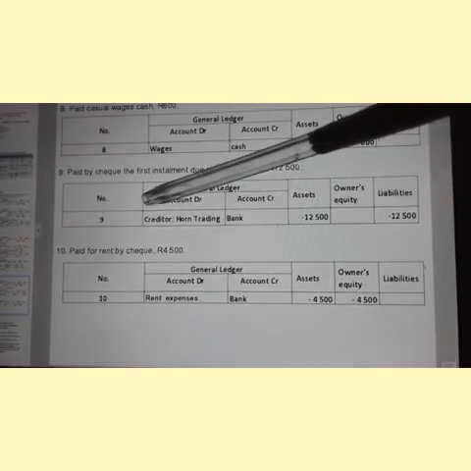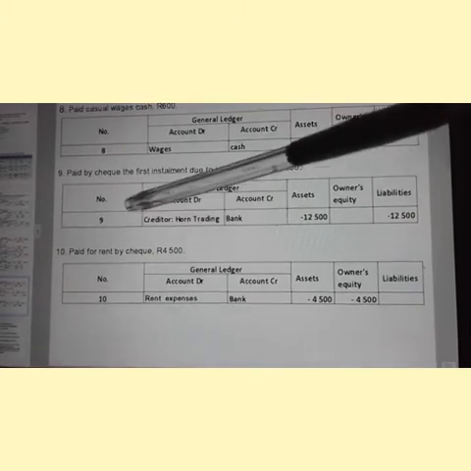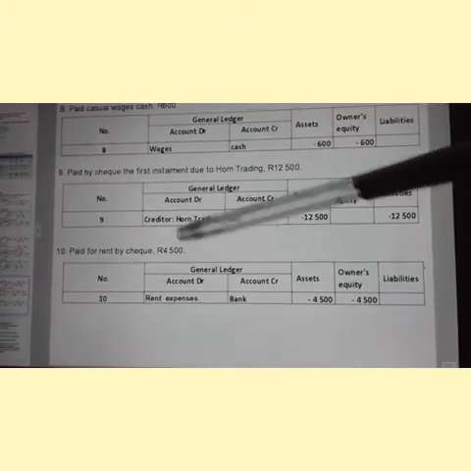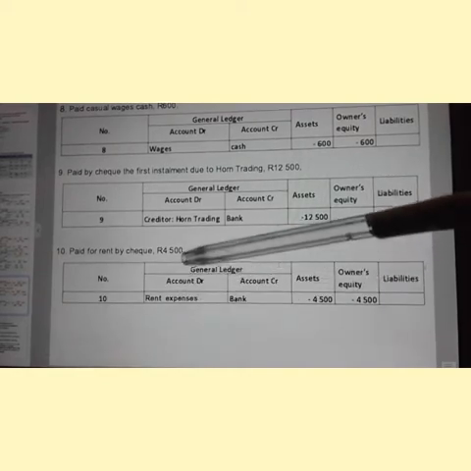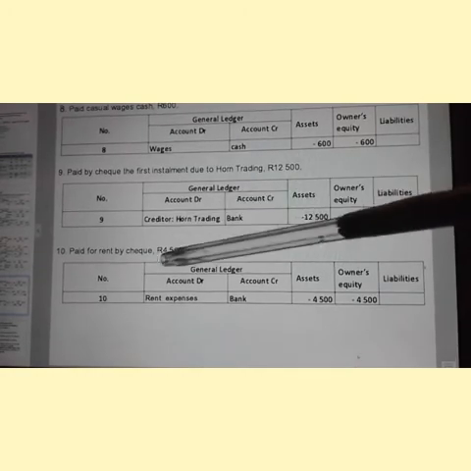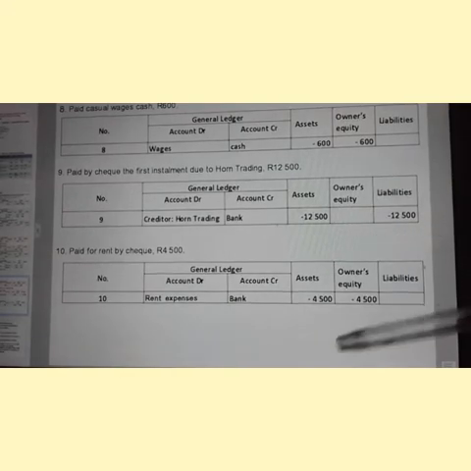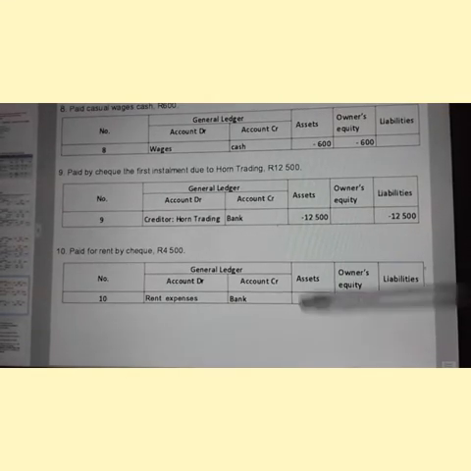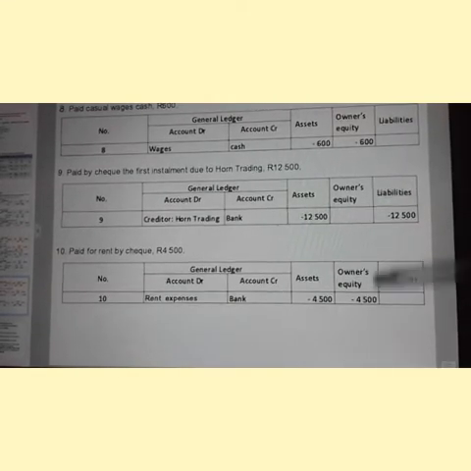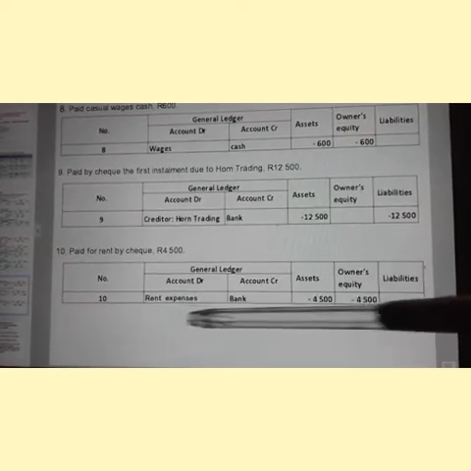And the last transaction here, they say paid rent by check. It was 4,500. The two accounts here, we have rent expense and we have bank. So rent is an expense. So we debit the rent expense account and we credit the bank account because we paid. We lost this cash from the bank, 4,500. So this is how it's going to affect the accounting equation. It's going to decrease our assets. At the same time, it's also going to decrease the owner's equity account, because an expense account decreases the owner's equity account.